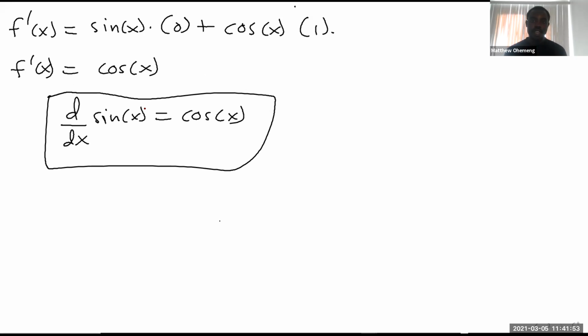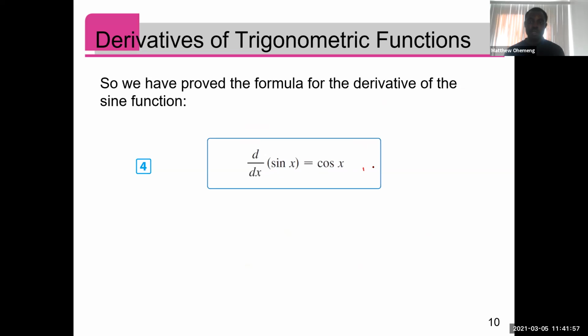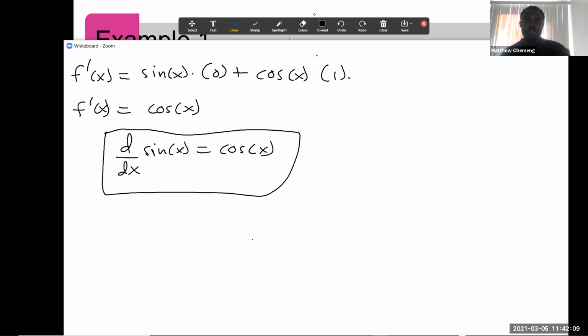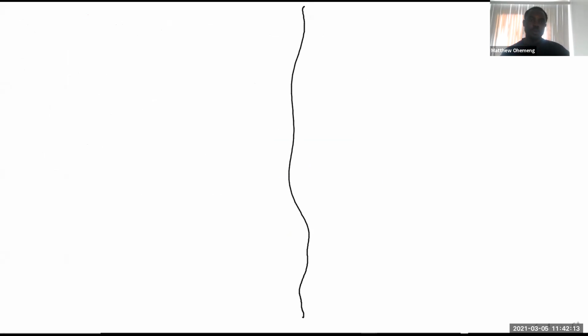Okay, so now let's check out cosine, right? So we've established that the derivative of sine is cosine, very important. First, they give you an example before you go to cosine. Now that we have sine, let's do this derivative. Let me do example 1. At least we have it for sine. So let's try one example.